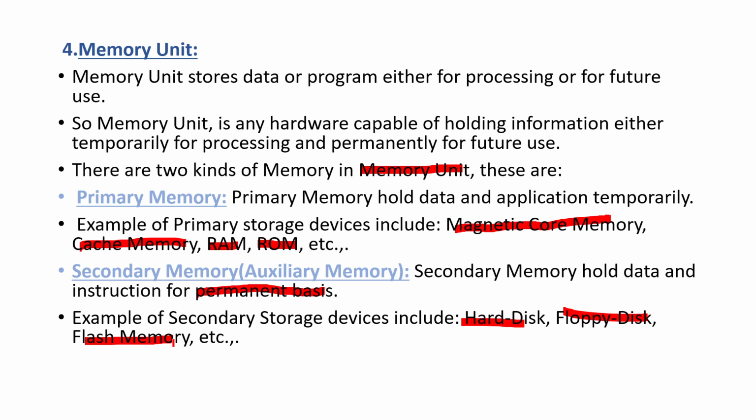It is divided into two parts again. The first one is primary memory, which is also known as volatile memory or temporary memory. Examples are RAM and ROM. The secondary memory or the auxiliary memory or the non-volatile memory stores the information on a permanent basis. Examples of secondary storage devices are hard disk, floppy disk and flash memory.